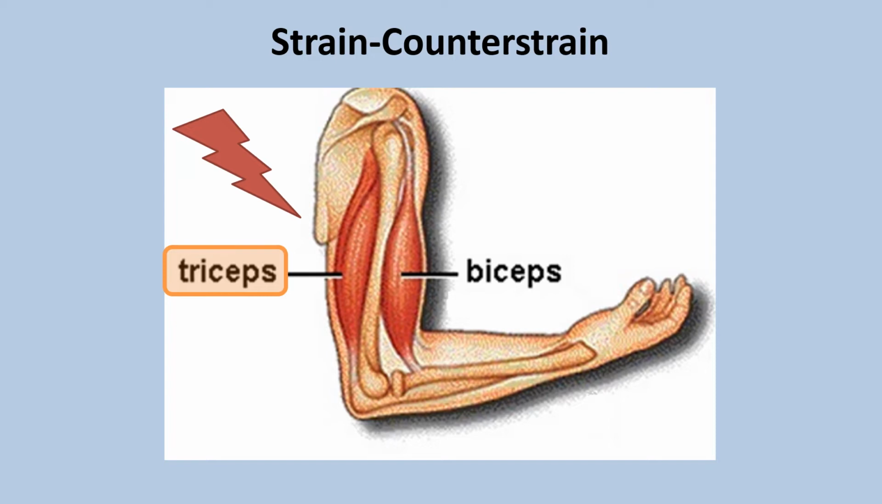At the same time, the antagonist, in this case the biceps, is rapidly lengthening under the influence of panic, which results in what we call the counterstrain. The effect of this is that the strained muscle allows more lengthening than normal, and the counterstrained muscle allows less lengthening than it should, and now has a counterstrain point in it.